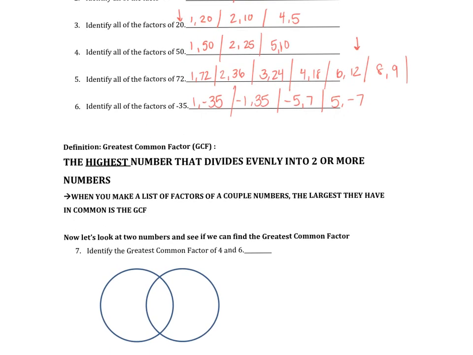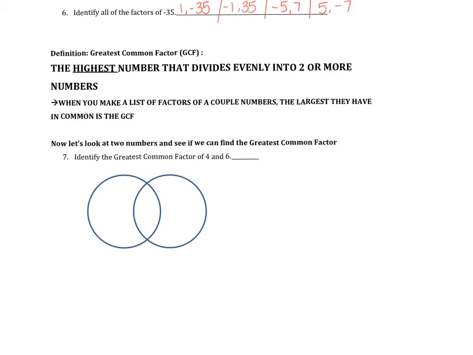Okay? So here, the greatest common factor, or the GCF, is always, this is important, that's why it's underlined, the highest number that divides evenly into 2 or more numbers. The highest number that divides evenly into 2 or more numbers. So here is just another little thing. When we make a list of factors of a couple numbers, the largest that they have in common is the GCF.